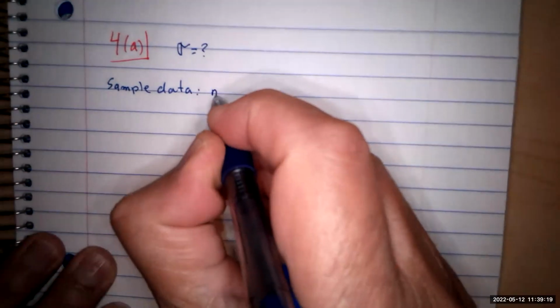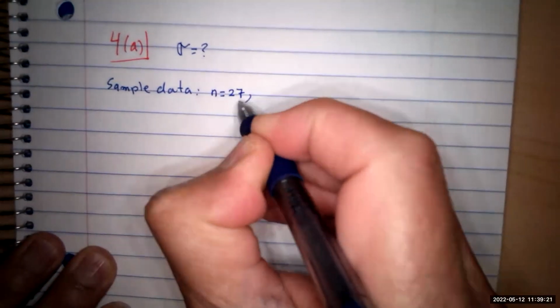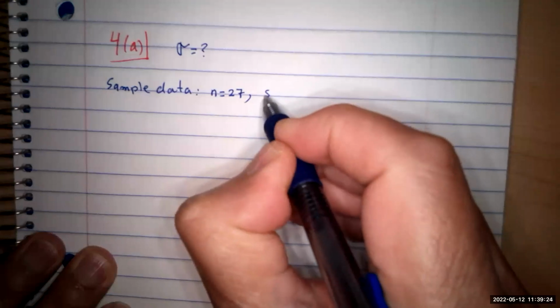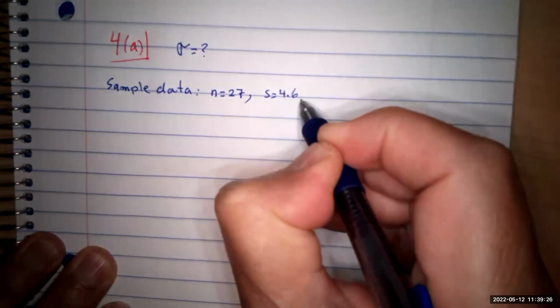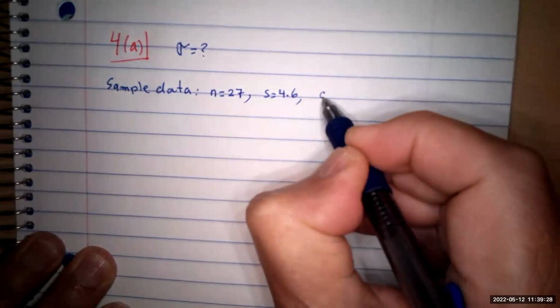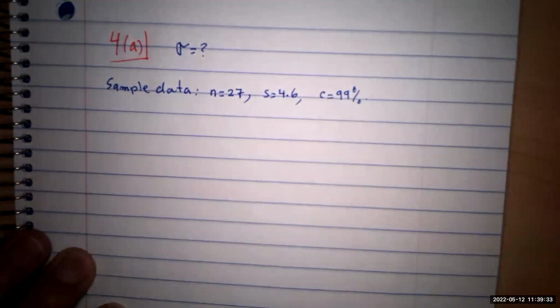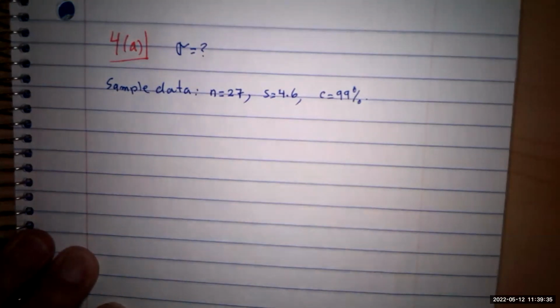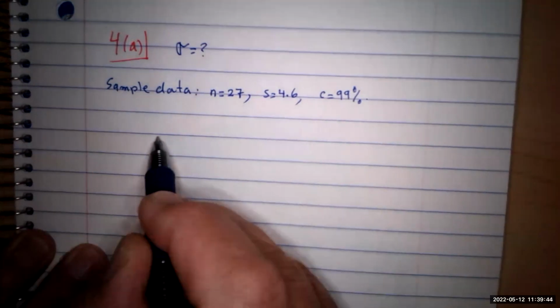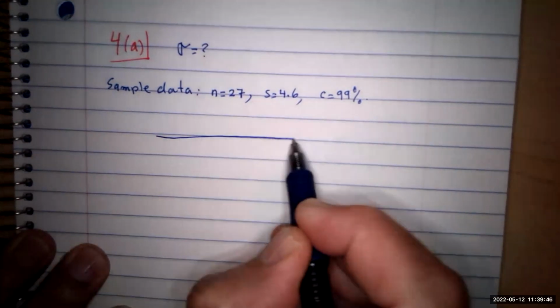We have the sample data: the sample size n is equal to 27, s is 4.6, and C is 99%. That's it. We know the formula, so we have to find the chi-square to the right and to the left.